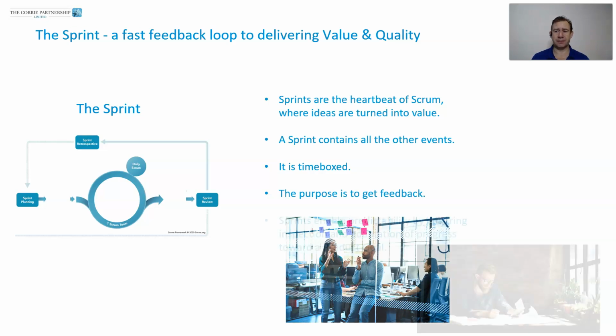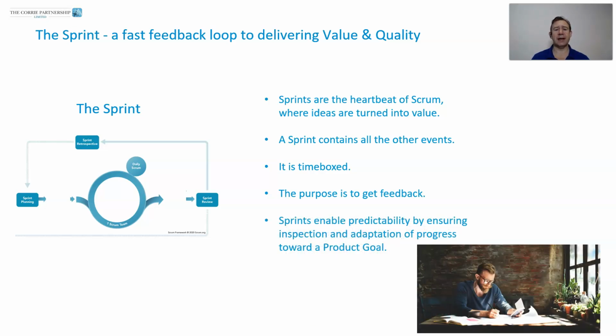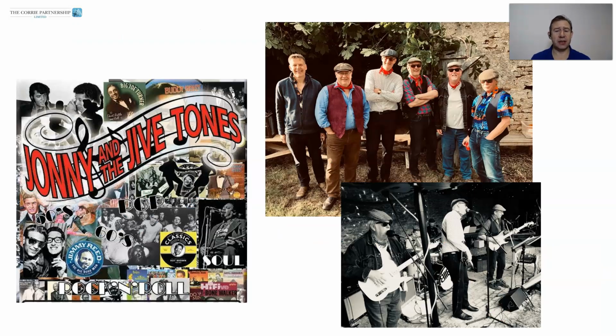And then finally, by working in this way, we create massive amounts of predictability, because we're continually inspecting and adapting our progress towards our goal, towards the outcome. We're able to continually adjust to make sure that we know what we're doing and we get to where we want to get to.